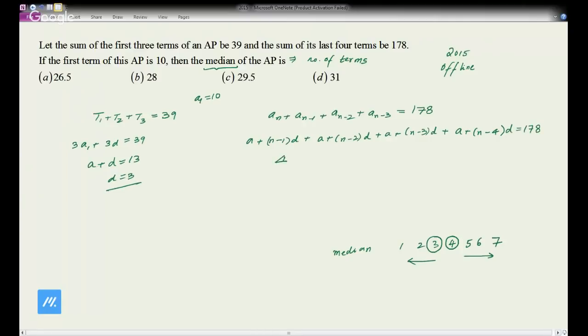So this comes out to be what? 4A plus D into 4N. You know the value of A, you know the value of D, N is left. Can't you solve it? Got it, guys? No, it will be 3D, guys. Please check. Here 1 will be D and this will give you 2D. If you add them, this will be 3D.